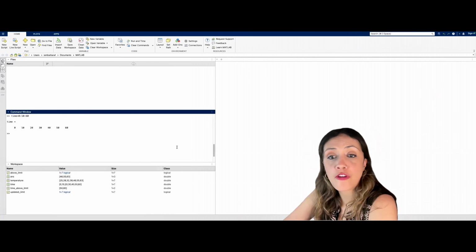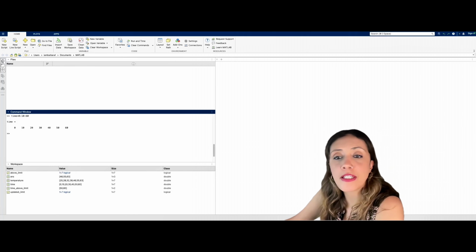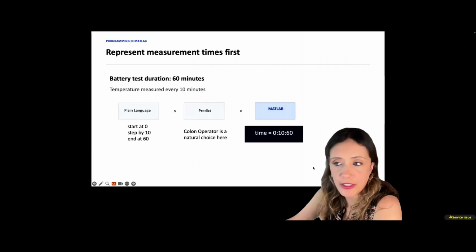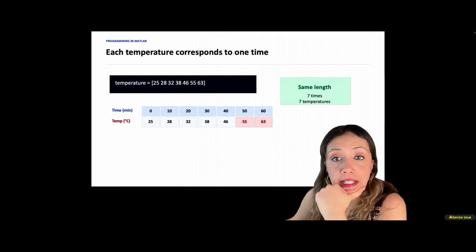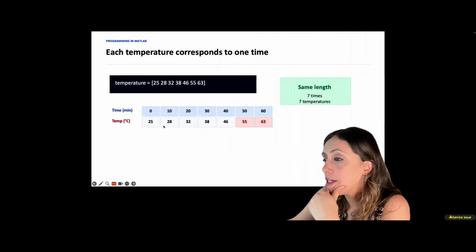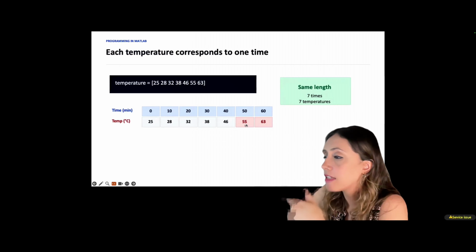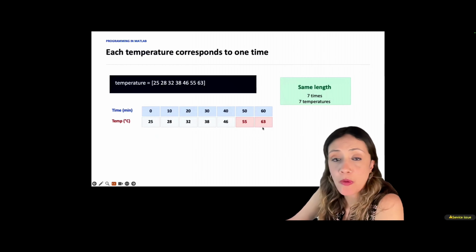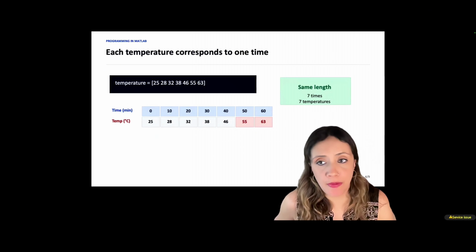So now that we have created the time vector, next we will create the temperature vector. So let's say the engineering team measured the temperature of the battery every 10 minutes as defined in the time vector. Here's the data collected: 25, 28, 32, 38, 46, 55, and 63. So at this point, we have two vectors, one for time and one for temperature.